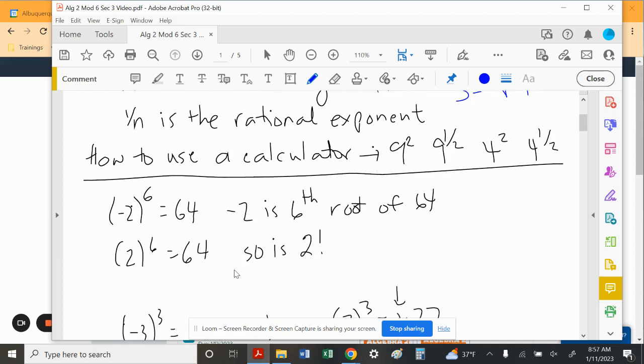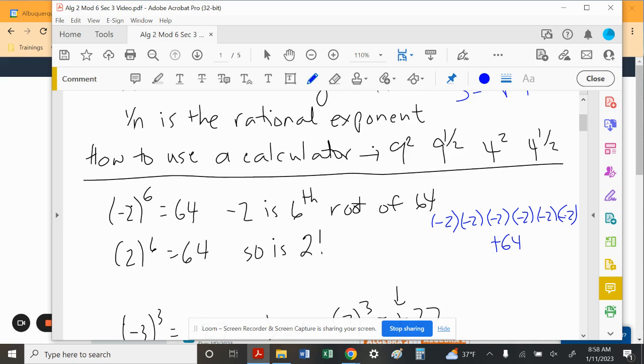Okay, so here are some important concepts. Negative 2 to the 6th power equals 64. Now, how do I know that? Because if I multiply negative 2 six times, negative 2 times negative 2 times negative 2 times negative 2 times negative 2 times negative 2, of course, there's an even number of negatives, so it becomes positive, and then all I have to do is multiply all the 2's together, and that becomes 64. So negative 2 is the 6th root of 64.